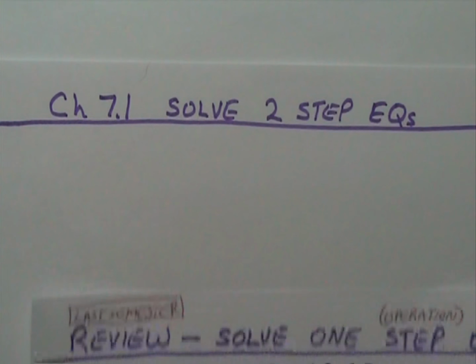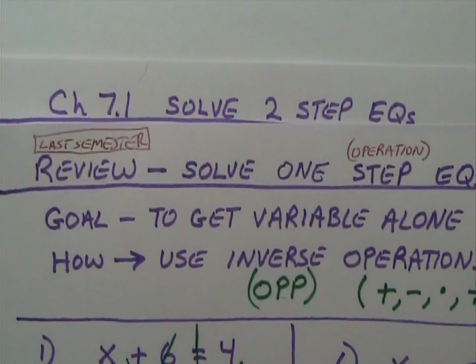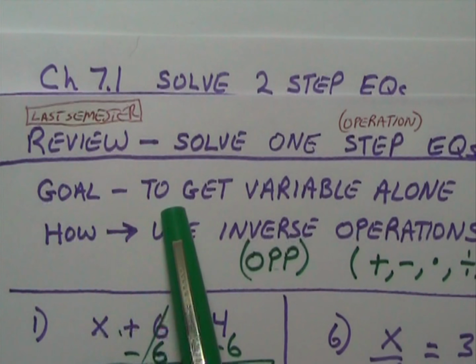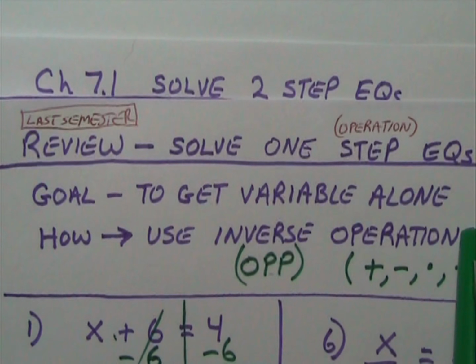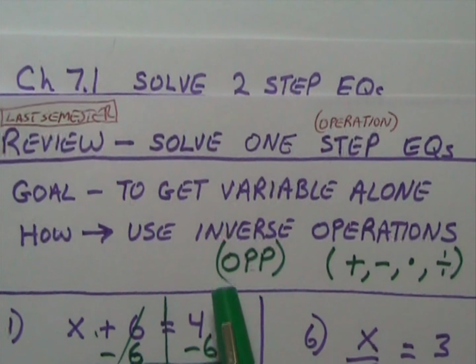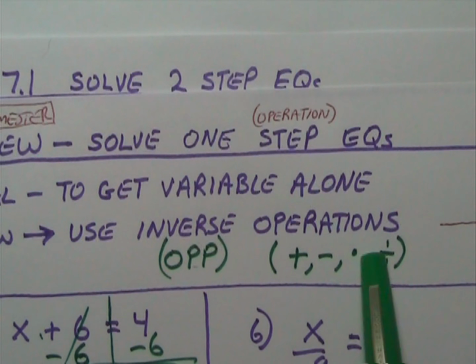First, let's spend 1 minute recapping what we did the day before. Remember, the day before we solved one-step equations. And we said our goal was to get the variable alone. And how do we do that? We use inverse operations. In other words, inverse meaning opposite, and operations is add, subtract, multiply, and divide.